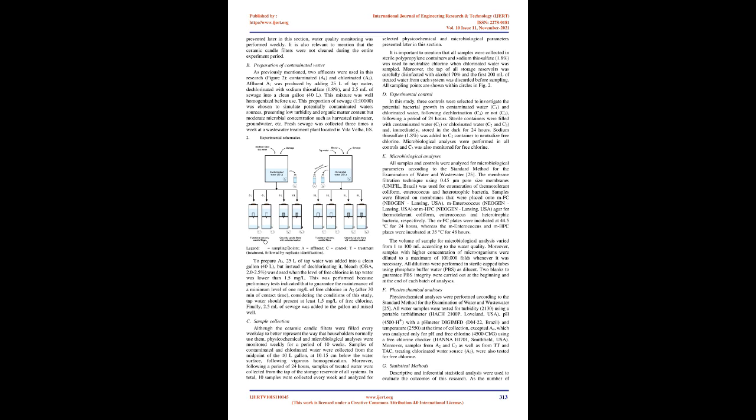Affluent A1 was produced by adding 25 L of tap water, dechlorinated with sodium thiosulfate, 1.8%, and 2.5 ml of sewage into a clean gallon, 40 L. This mixture was well homogenized before use.